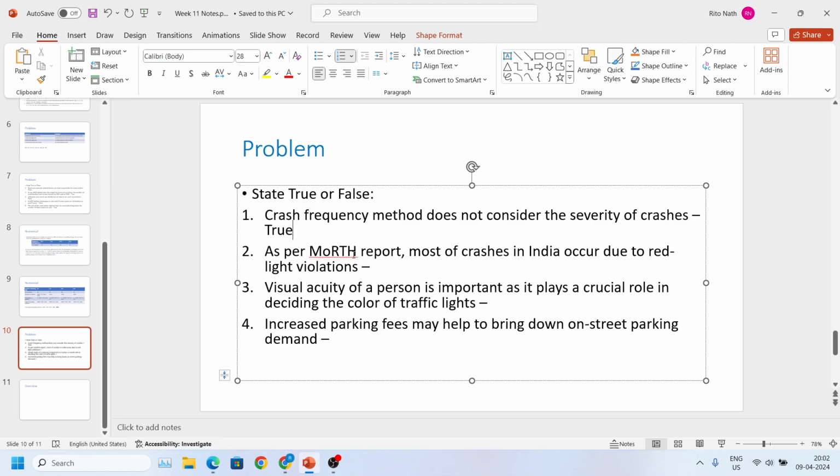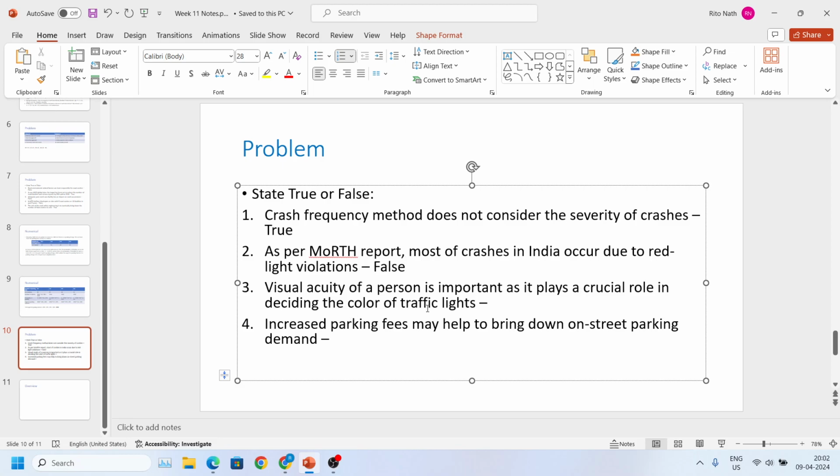For the next one: as per MORTH report, most crashes in India occur due to red light violations. This is actually not true, because most of these crashes in India occur due to overspeeding. You will find it in one of the figures in this module. There, the main cause is shown as overspeeding, not red light violation. So this is false.